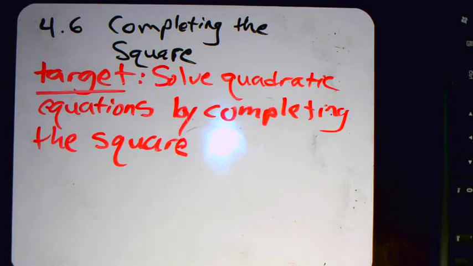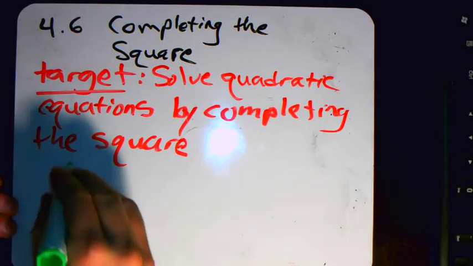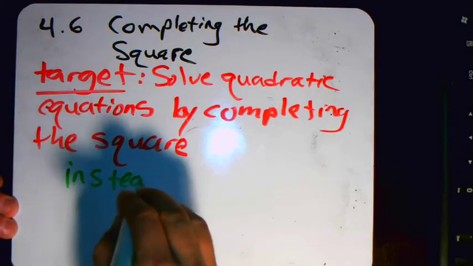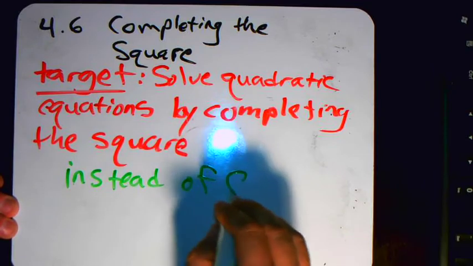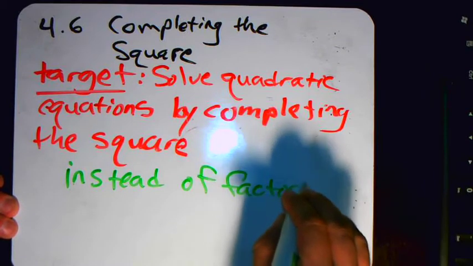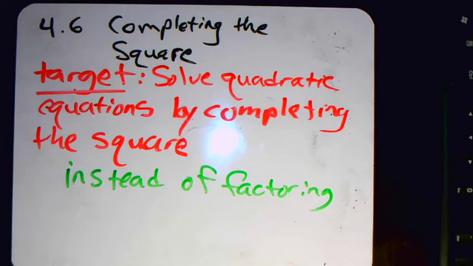Instead of using factoring in order to solve for a variable inside a quadratic equation. Now, what I have written down on a separate piece of paper that I'm about to show is a list of 5 steps that I have written out on what you do in order to complete the square.